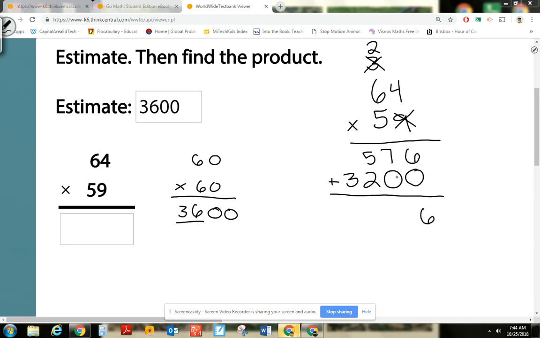And I add going down. And my exact product is 3,776. And that's reasonable. That makes sense.